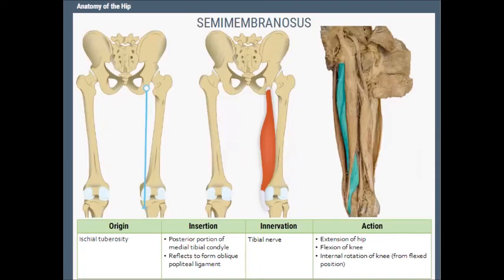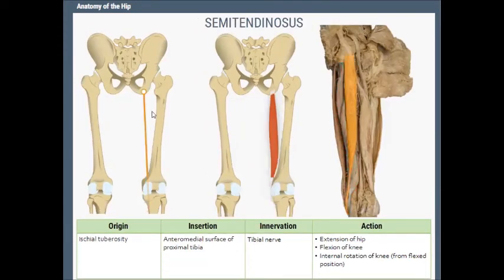Then comes the semitendinosus, the other one of this group, also originating from the same point at ischial tuberosity. Then insertion will be the anteromedial surface of proximal tibia. Nerve supply is the same tibial nerve. Extension of hip, flexion of knee, internal rotation. So this particular muscle seems just like a tendon. That's why the name is semitendinosus.